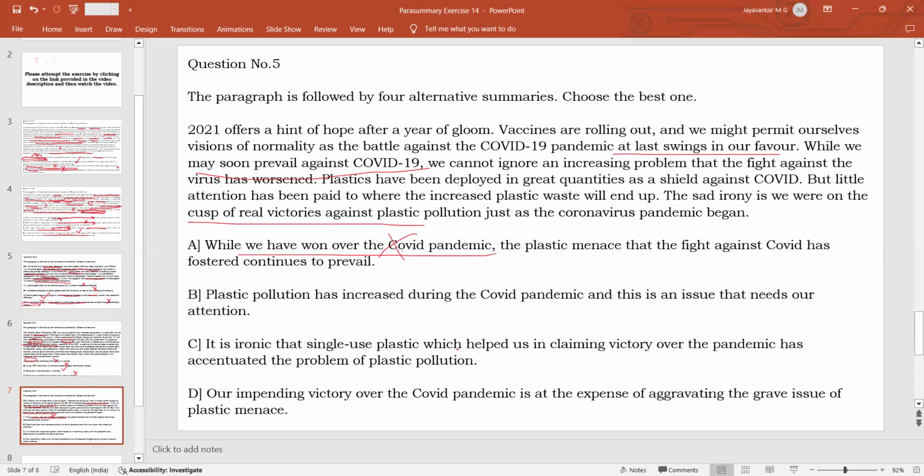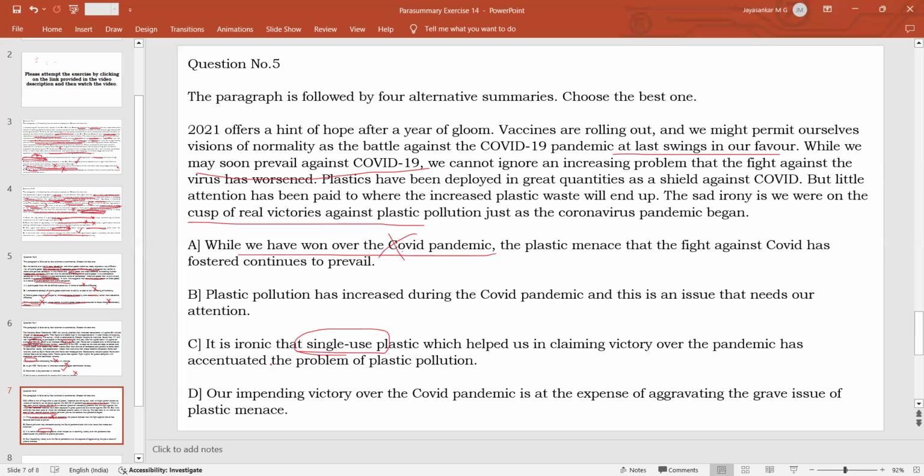Option C: it is ironic that single-use plastic, which helped us claim victory over the pandemic, has accentuated the problem of plastic pollution. So it says that the irony is that plastic has helped us in defeating the pandemic, but it has increased the problem of plastic pollution. So is there any issue here? One issue is single-use plastic. The passage is only talking about plastic. Whether it is single-use plastic or multi-use plastic, we don't know. That is not stated in the passage.